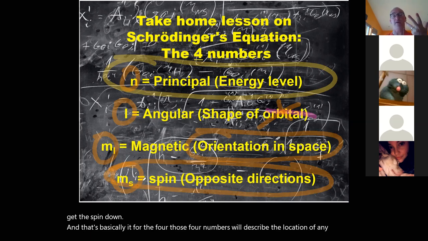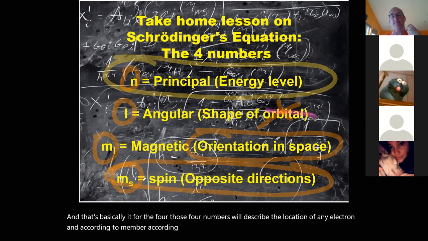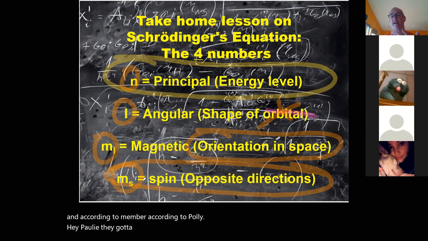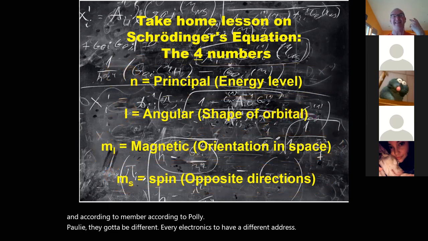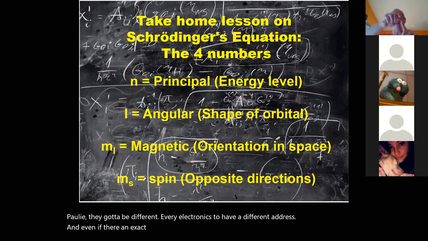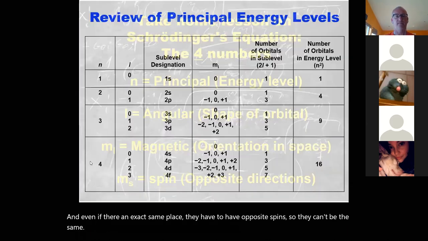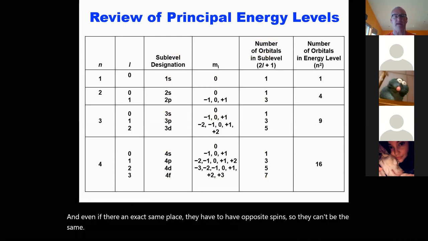And according to Pauli, they've got to be different. Every electron has to have a different address. And even if they're in the exact same place, they have to have opposite spins. So they can't be the same. So this is just the review again.